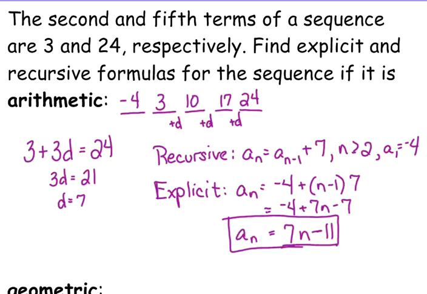a couple of times to make sure that it works out. Like plug in 1. 7 times 1 is 7. 7 minus 11 is negative 4. Plug in 2, since they gave us the second term. 7 times 2 is 14. 14 minus 11 is 3. And I go ahead and plug in 5 just to make sure. 7 times 5 is 35. 35 minus 11 is 24. Okay, plug it back in just to confirm that you got those specifics right.